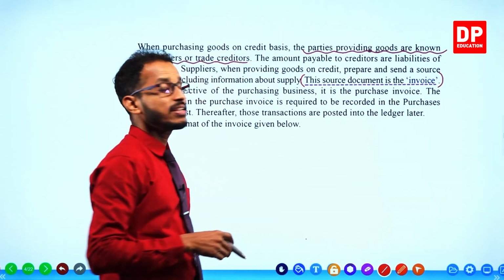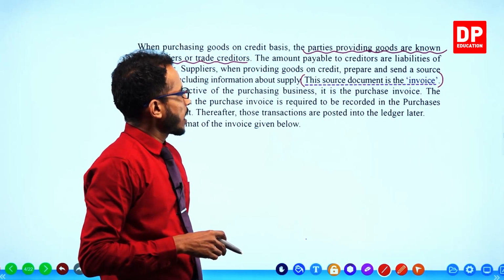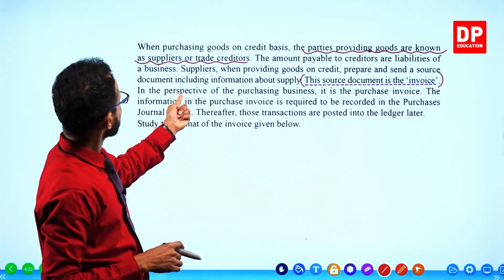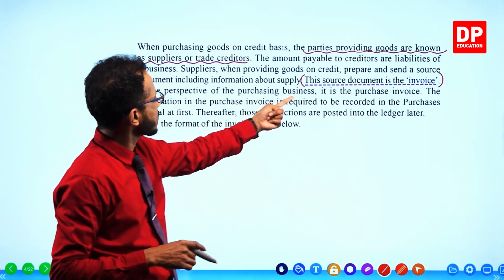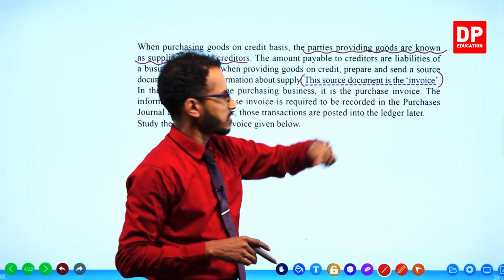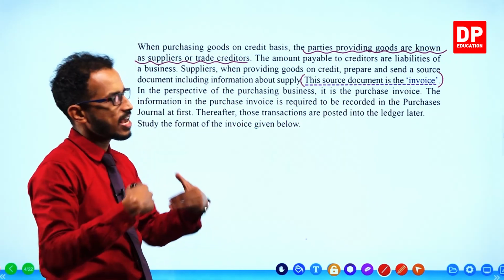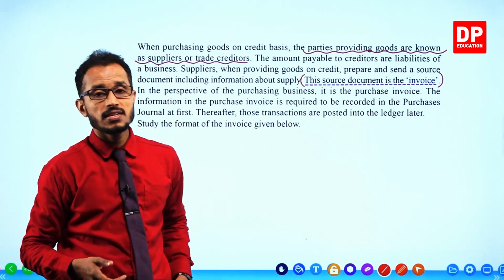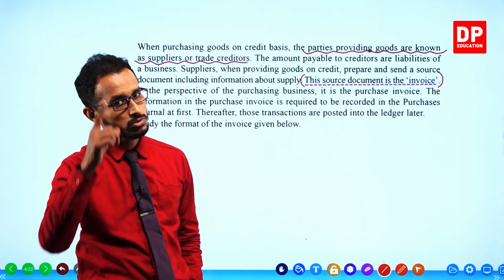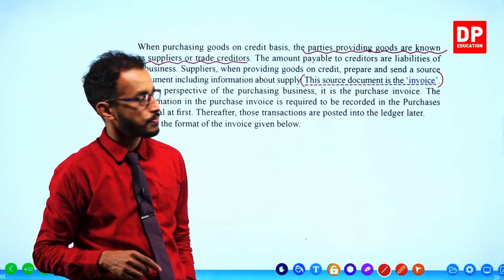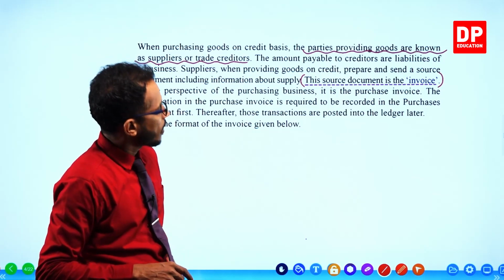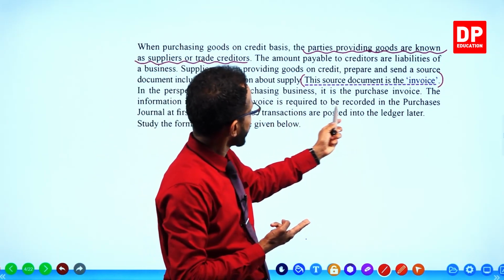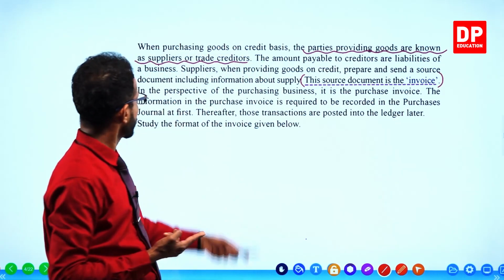It's called the invoice. From the perspective of the purchasing business, it is the purchase invoice. If we are purchasing goods, the invoice is a purchase invoice. The source document is a purchase invoice. The information in the purchase invoice is required to be recorded in the purchaser's journal.